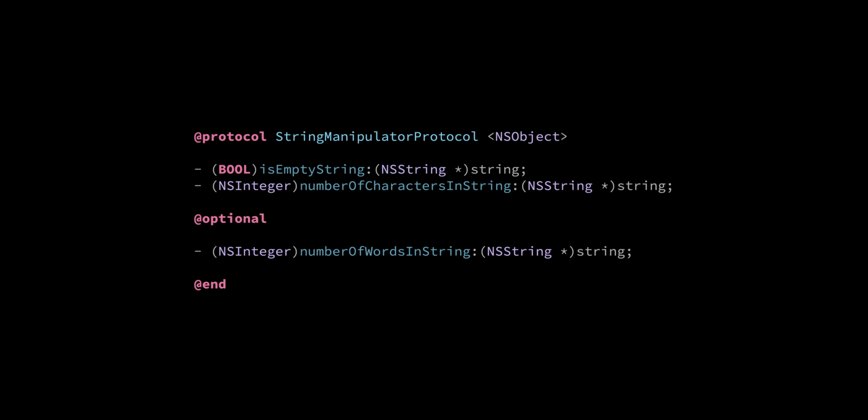Implementing the methods doesn't take much effort. But one thing you might notice is that the protocol has 3 methods, but the compiler requires only 2 in the implementation. My code compiles even without the third one. The number of words method is marked as optional, and optional methods in Objective-C are a pretty interesting topic.